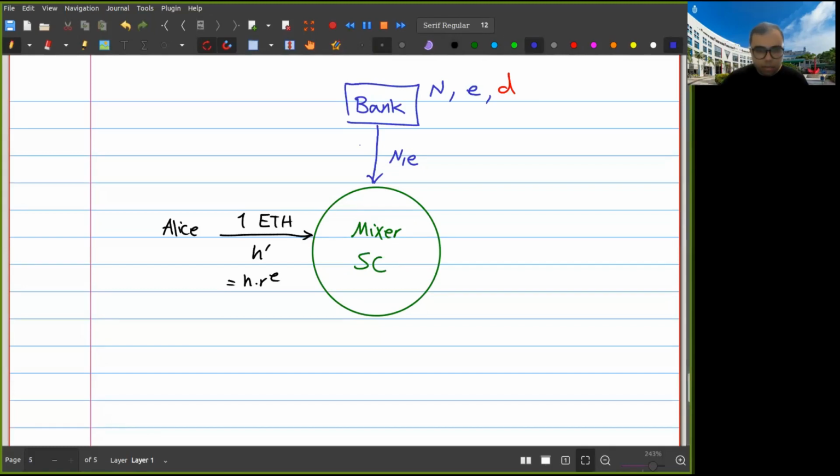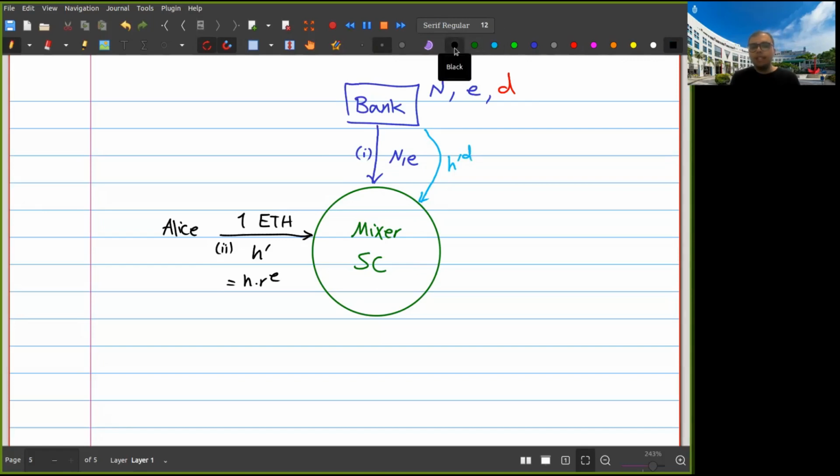Actually, let me put some numbers here. So this is the first transaction. This is the second transaction. And now the bank has some time to give the signature. So it has some time to give H prime to the power of D to the mixer.